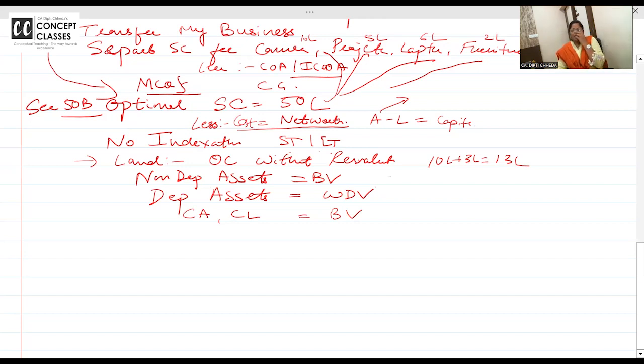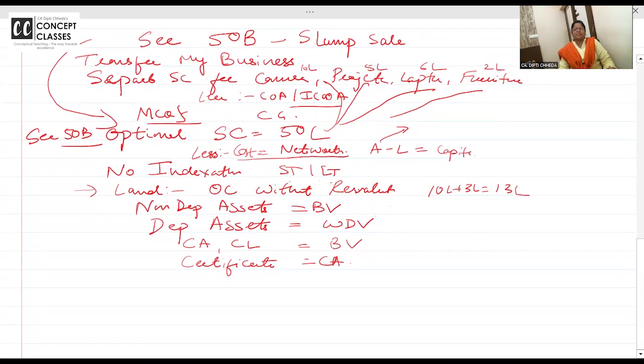So the lump sum came. Here the easiest part is I need not bifurcate the 50 lakh lump sum I have taken, how much to put in land, how much in furniture, machinery, laptop. Not required. Pay the tax, finish. You need a certificate from a chartered accountant, CA, because you have gone for the slump sale. This is the concept of slump sale.